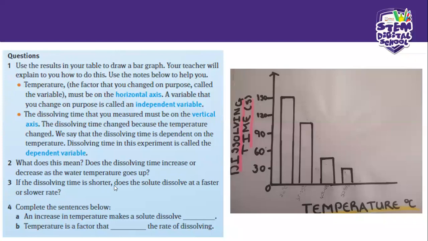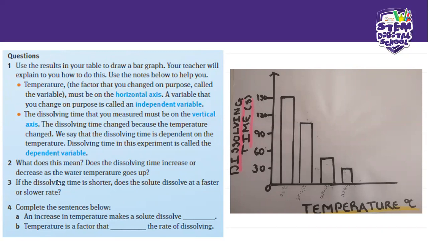Then we have, I think it's the last question, right? Complete the sentences below. An increase in temperature makes a solid dissolve. Lebo says faster. Beautiful. Okay, see Mahlori's hand is up. I'll just unmute your mic now. Hello, ma'am. Hi, ma'am. So should I complete the second sentence? Yes, you can complete the second sentence, Mahlori.